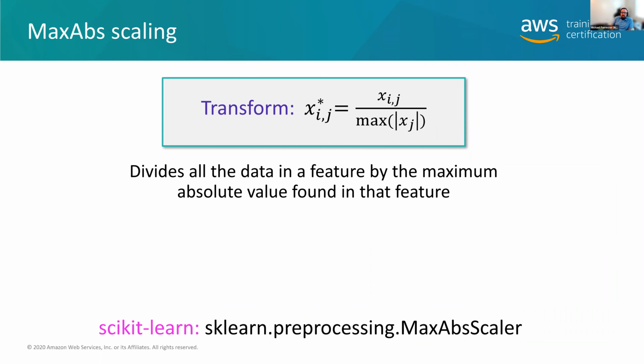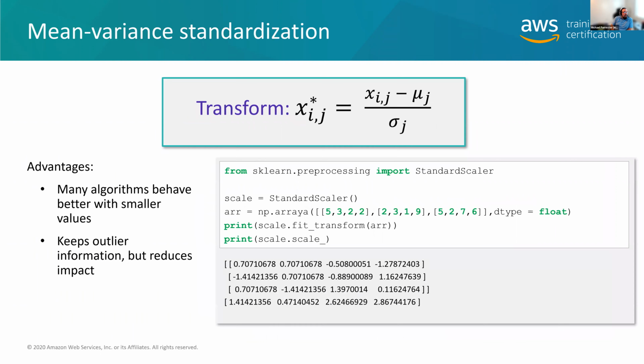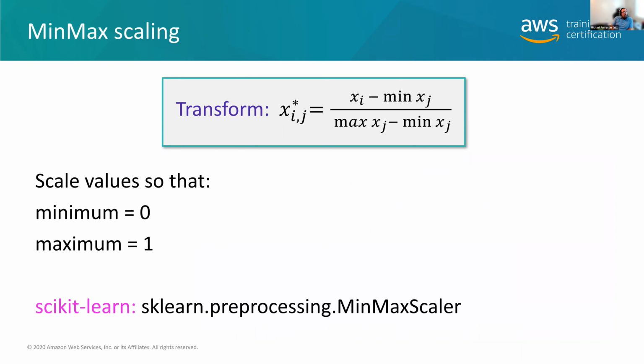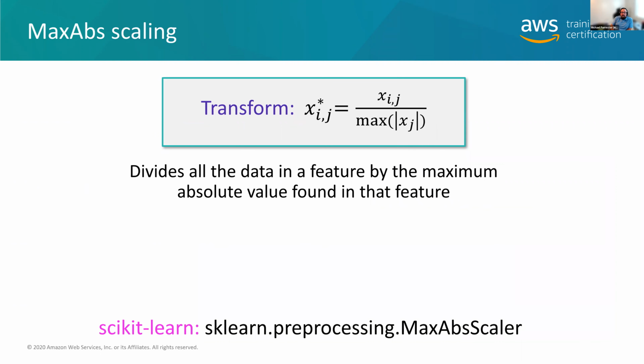And there's max abs, another scaling method. So we talked about mean variance or standard, and then we've got min max, and then we've got max abs scaling. So max abs doesn't destroy sparsity because you don't center it through a mean measurement, you just scale it. It divides all the data in a feature by the maximum absolute value found in that feature.